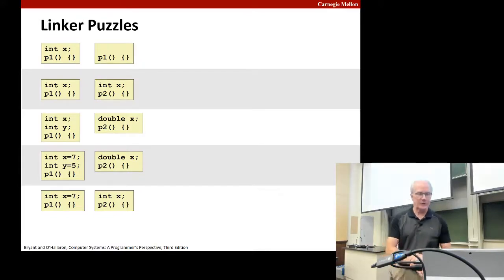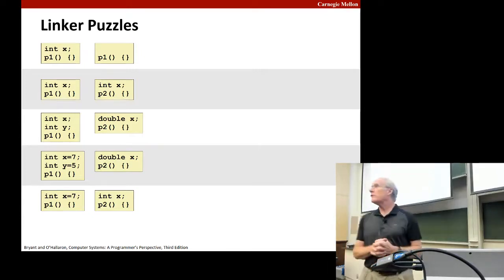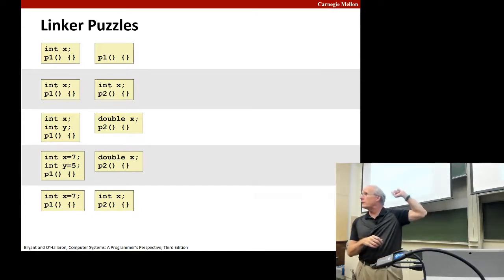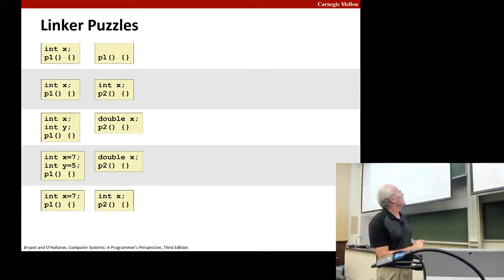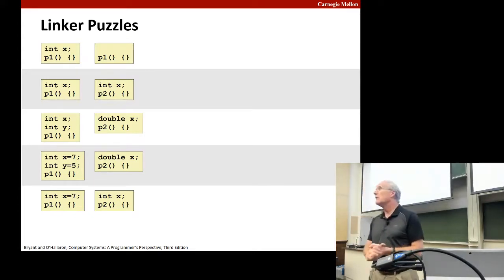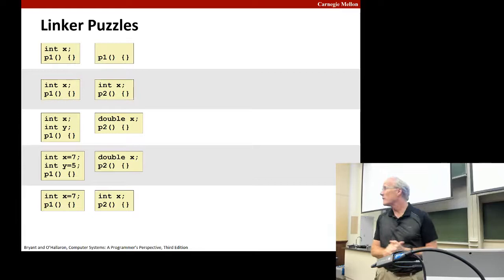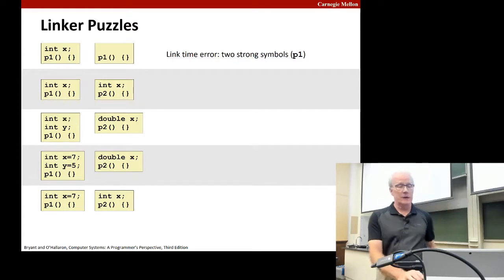Actually, let's do some puzzles first. So imagine running these. Each of these pairs is code sitting in two different files. We try to compile and link it. What's going to happen? So here, what will happen with the first one if we try to compile it? Is P1 strong or weak in the two files? It's strong in both, right? So that'll give an error. The linker will say, can't do it.